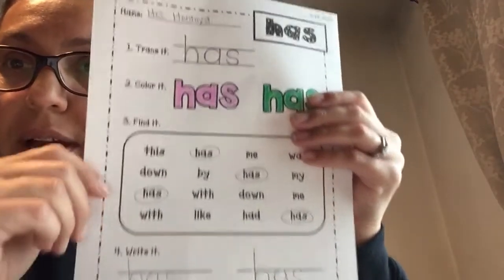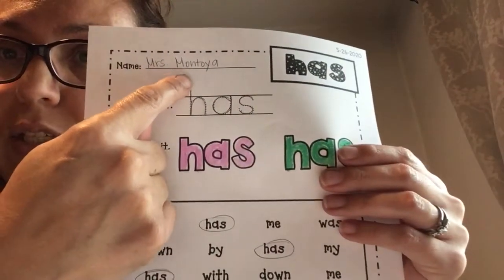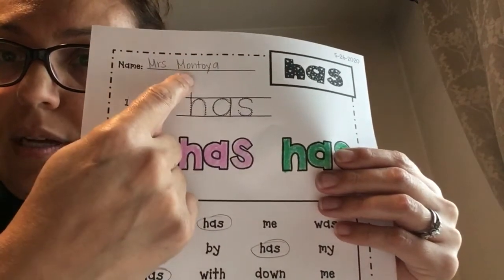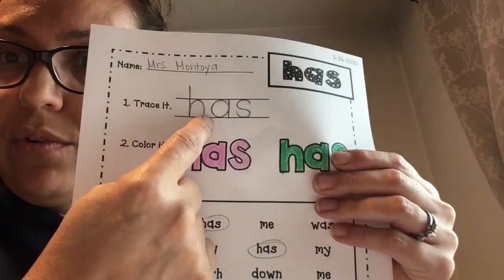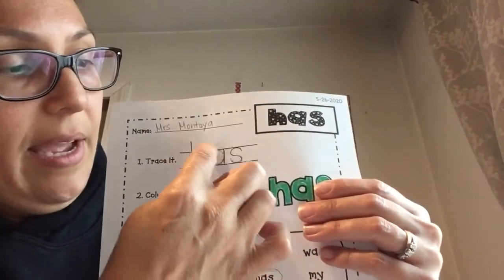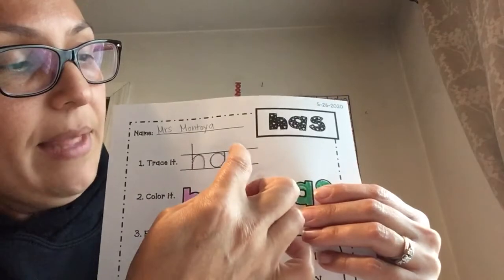All right, TK friends, let's practice the H. You start at the top, go down, up, and over. I didn't pick up my finger. Now the A. All of you know how to write the A.